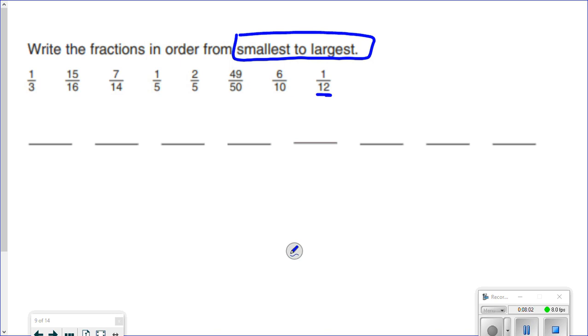This one stands out to me, 1/12. We have a 1/3 and we have a 1/5 as well. But this means there are 12 pieces to that pie and there's only one of them. So 1/12 is my smallest for sure. I'm going to cross that one off. Now I have one less to worry about. Is there anything up here that stands out to be my biggest? Right here, 49/50 is my biggest. That means you're having 49 of a 50-piece pie. The very next one, though, gets a little trickier. So where does 15/16 fall?